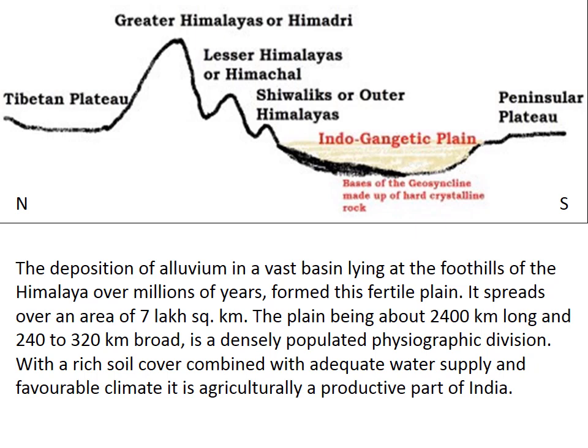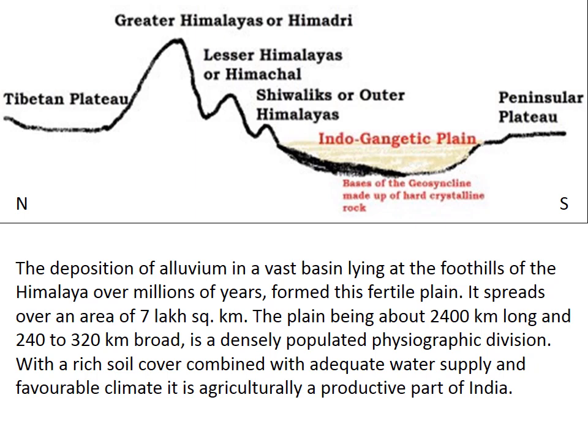Now, this is also compared to a fold mountain. So, where you have the Himalayas, the three ranges, they form the anticline. And we have the Gangetic Plain forming the syncline. And we have the peninsular plateau forming another anticline. So this syncline, when it is huge in size, is known as the geosyncline, and the Gangetic Plain is referred to as the geosyncline.